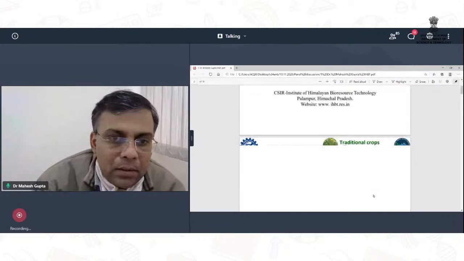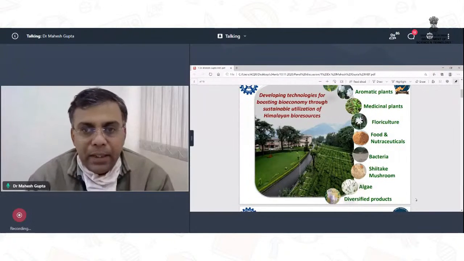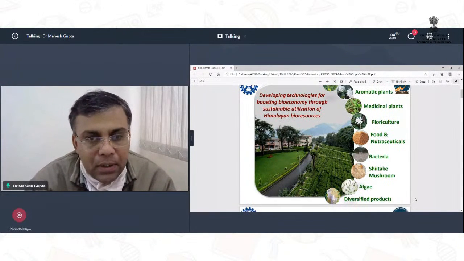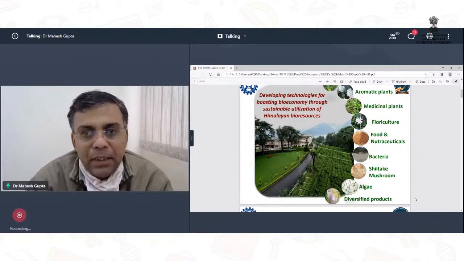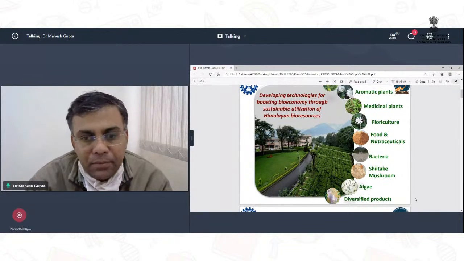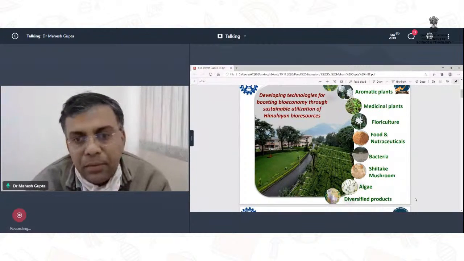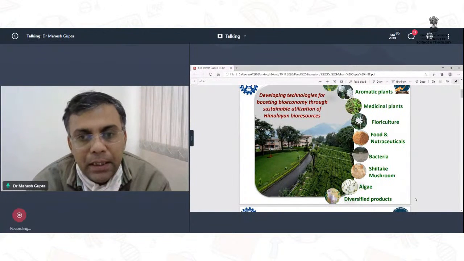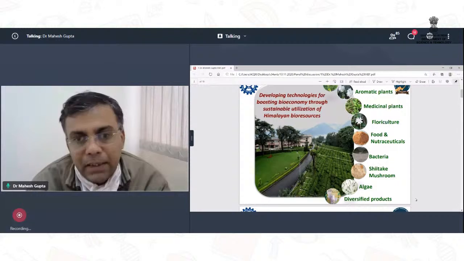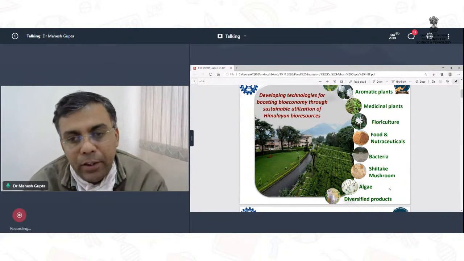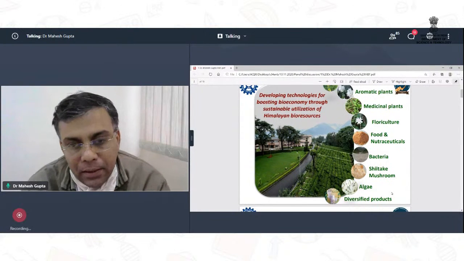In IHBT, we are working in diverse areas of Himalayan resources, starting from industrial or value-added products, crops, to aromatic, medicinal, and finally diversified products. These are the areas where we have developed different technologies. These technologies are at the grassroots level, and many have already been disseminated to society.